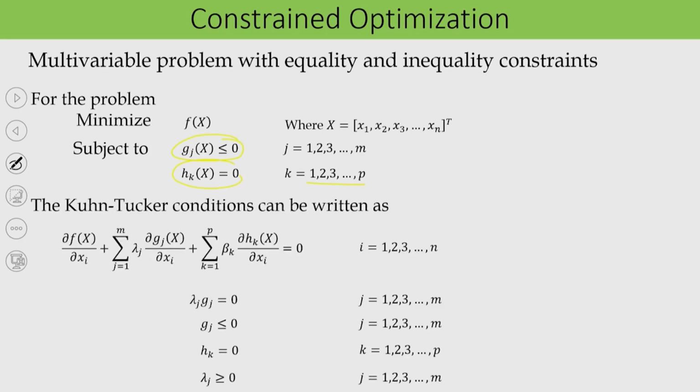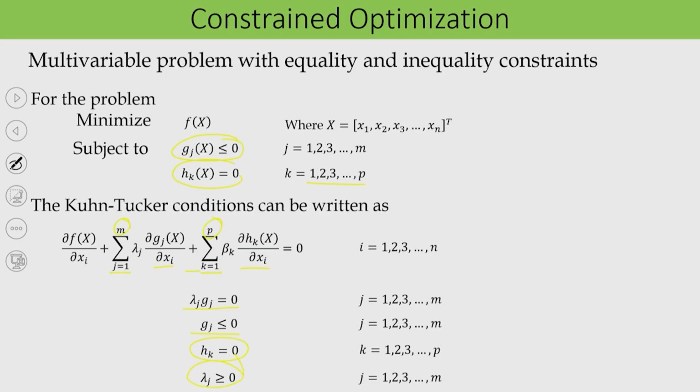So, here this is del f by del xi, then j equal to 1 to m. So, this is your inequality constraint lambda j del g by del xi plus k equal to 1 to p, these are the equality constraint beta k del h k by del xi, which is equal to 0, and then lambda j gj equal to 0, gj is less than equal to 0, and hk, that is the equality constraint, that is equal to 0, and lambda should be positive. Okay. So, lambda should be positive.